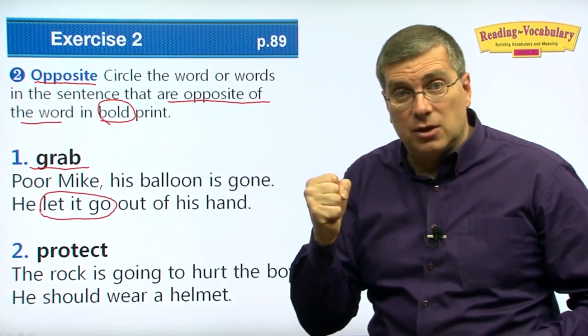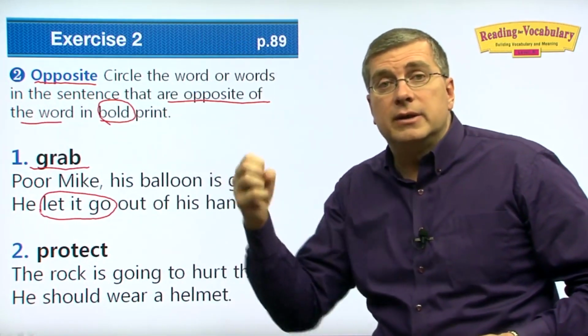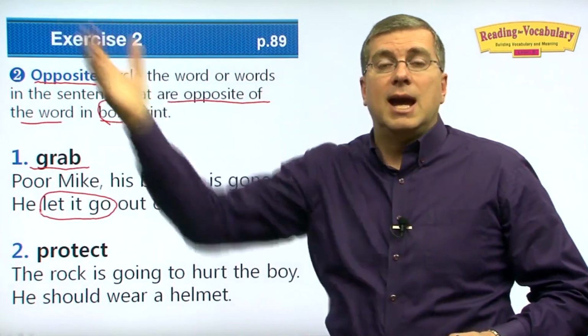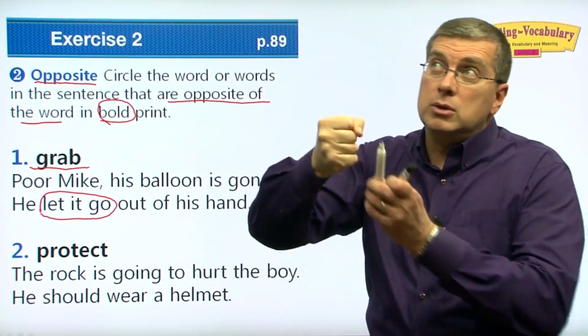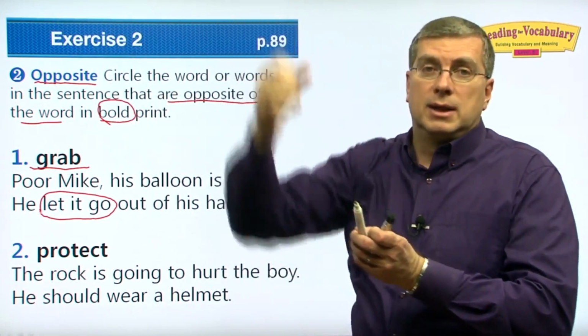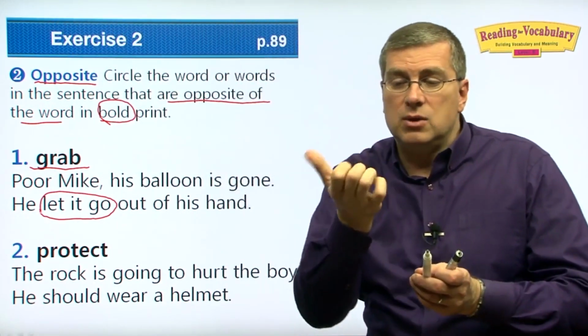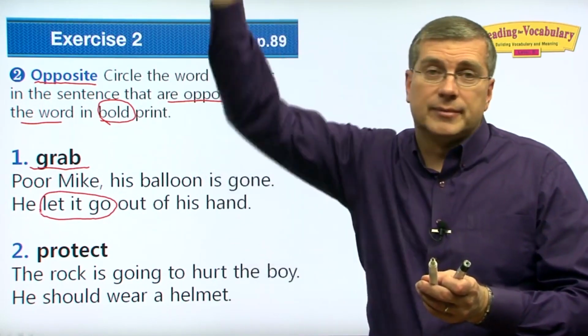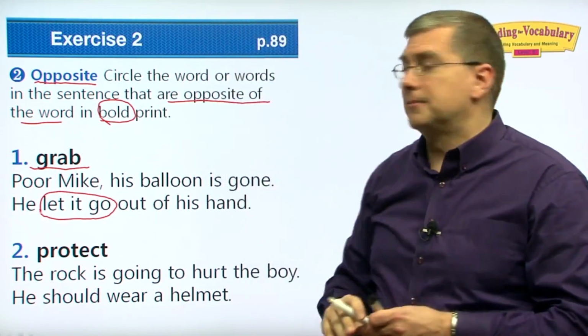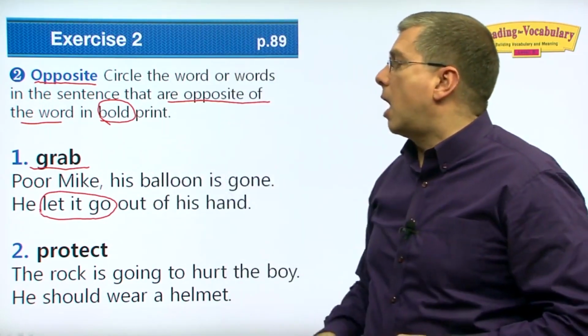Grab is to take in your hand. Let it go is to let it leave your hand. And think about it. He had a balloon. A balloon wants to go up, but you hold on to it. If you let go of the string, the balloon goes away. Okay? So let it go, grab, opposite.